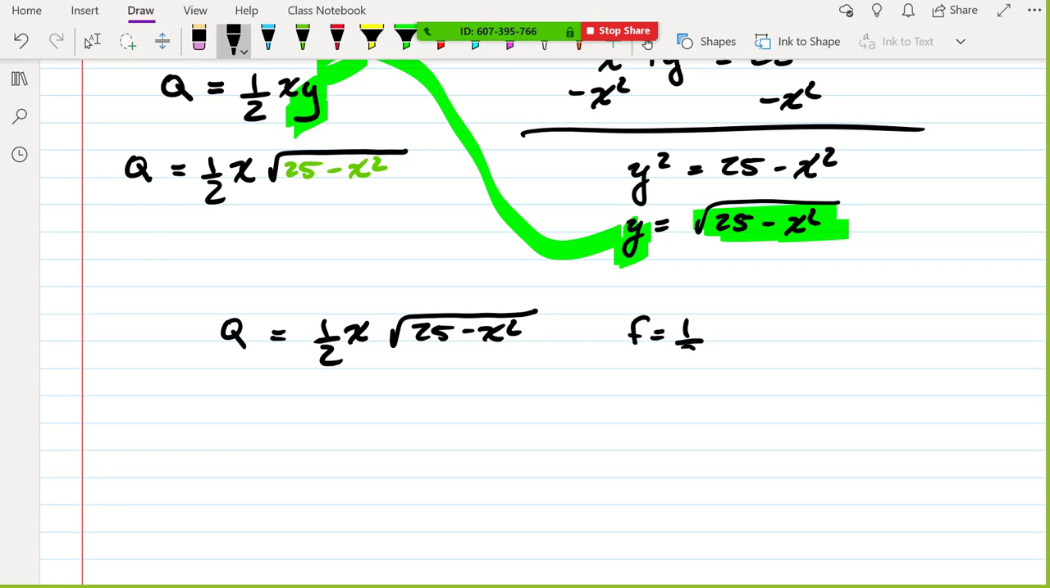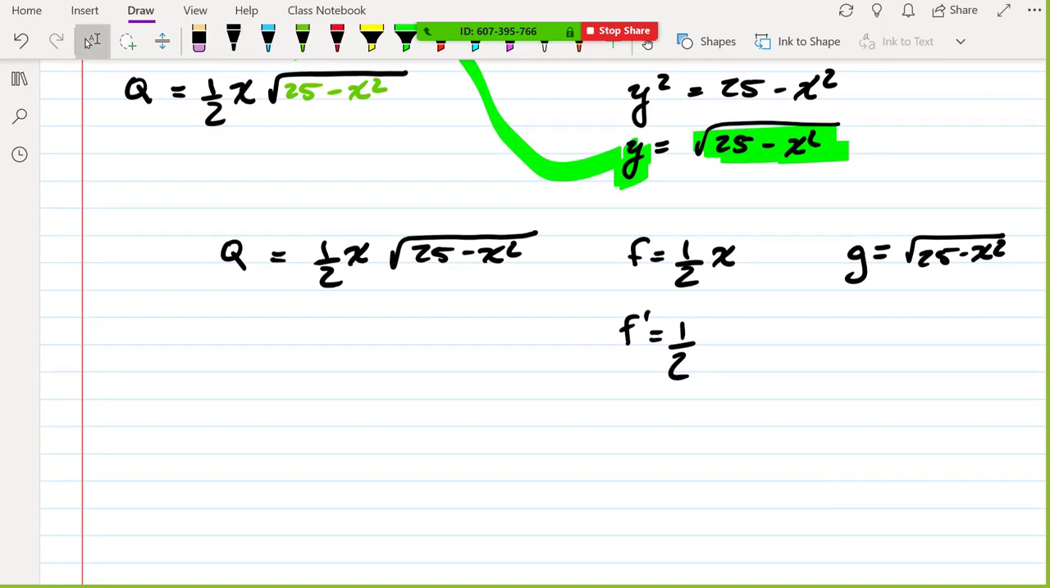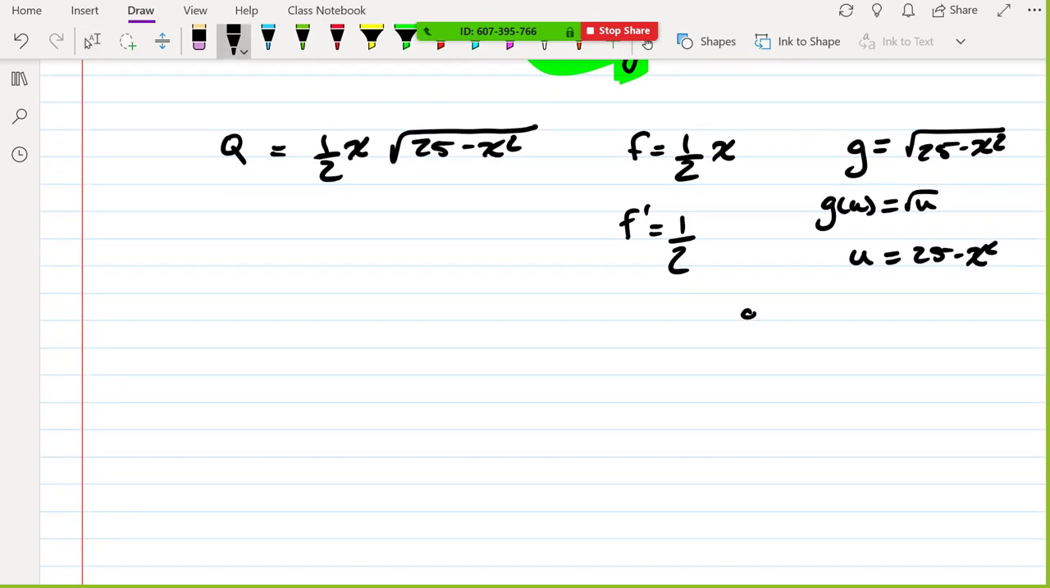So our f is 1/2 x, and our g is the square root of 25 minus x squared. And that gives us f prime is 1/2. But then, to find the derivative of the square root of 25 minus x squared, we need to use the chain rule. So our g of u is the square root of u, and u equals 25 minus x squared. So then our g prime is going to be dg du times du dx.